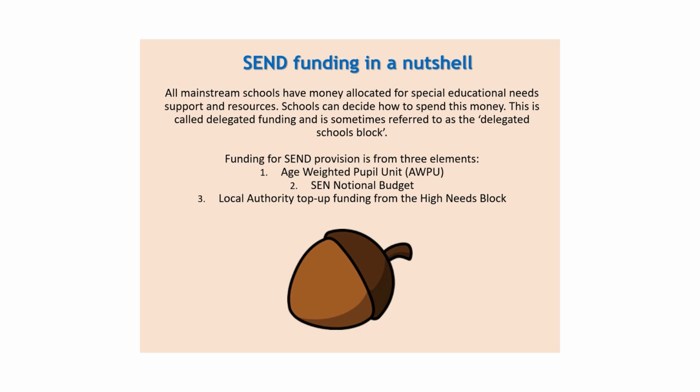Funding for SEND provision is from three elements. 1. The age-weighted pupil unit, AWPU. 2. The SEN notional budget. And 3. Local authority top-up funding from the high needs block.